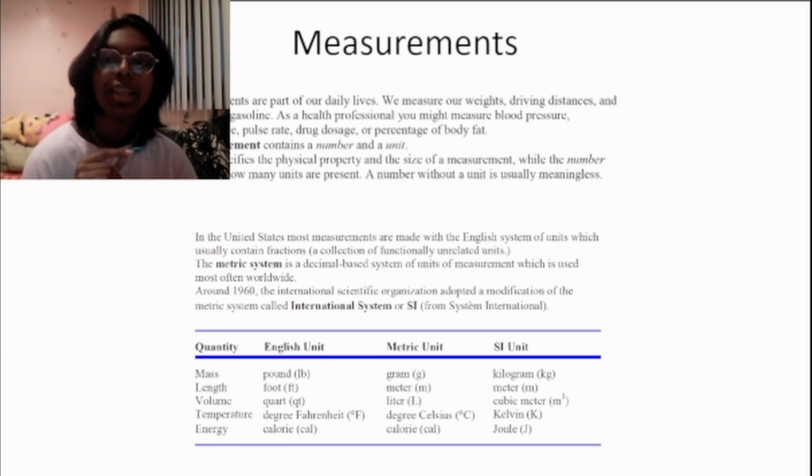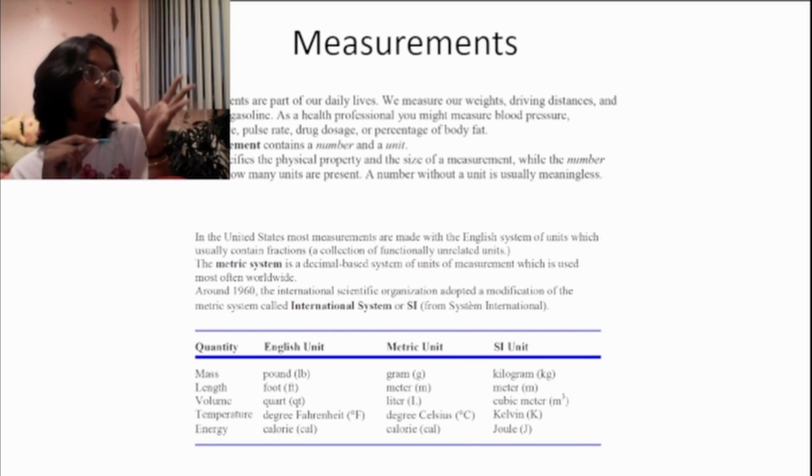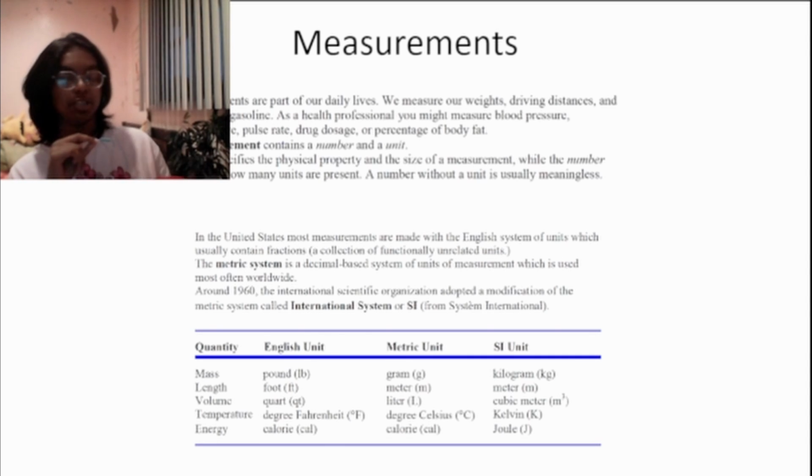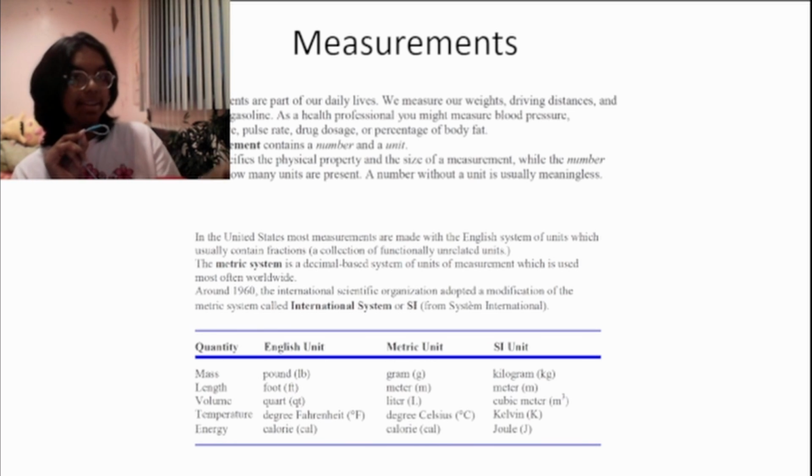Anyway, so pretty much a measurement contains a number, so 5, and then a unit, centimeters. You can't just say 5 and you can't just say centimeters. You have to put them together. That's a measurement.